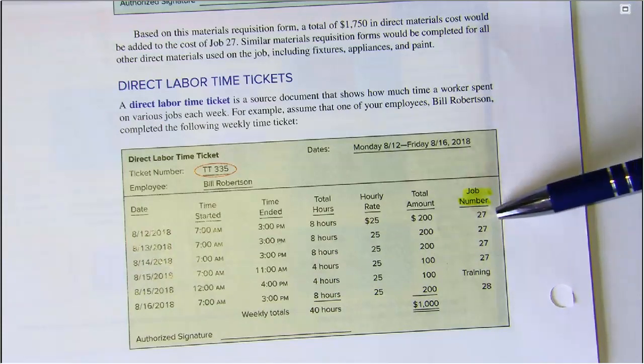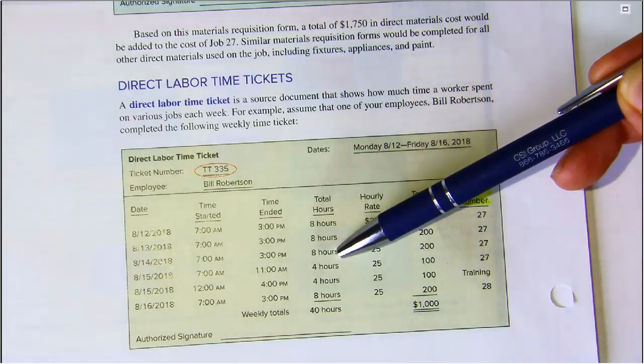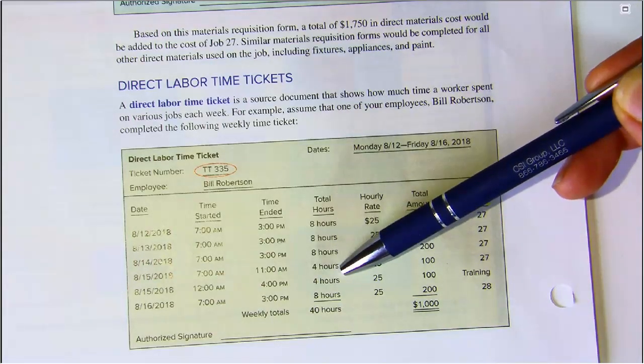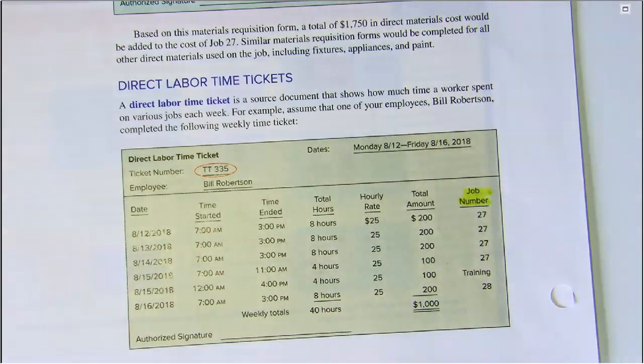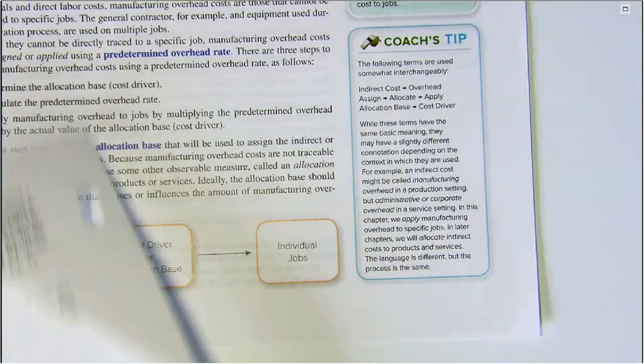Let's take a look at job number 27. He worked, let's see, Monday, Tuesday, Wednesday, and Thursday. So 8 plus 8 plus 8 plus 4. So that would be 28 hours. And he gets paid $25 an hour. So 28 times 25.